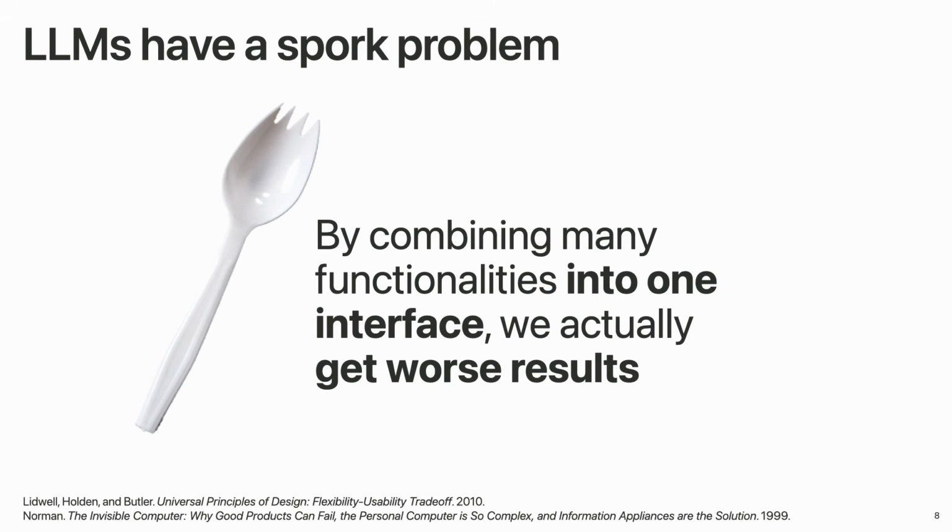Using a spork is maybe not the peak eating experience for you. When you're trying to stab into a piece of broccoli and it's not working, it's because it's also trying to be good at scooping soup. It's not the best spoon or the best fork because it's trying to be both at the same time.